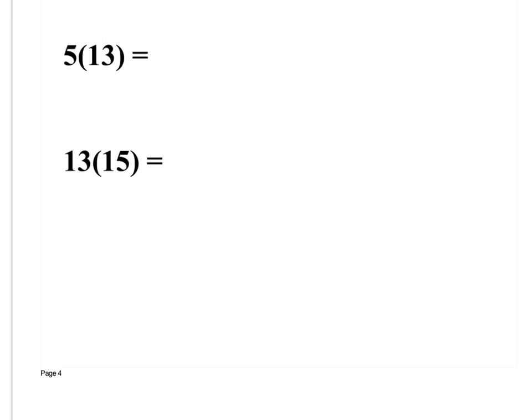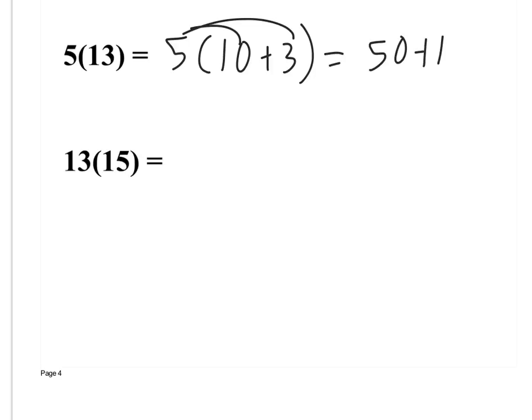5 times 13 is the same thing as this. 5 times 10 plus 3. Which I can use distributive property. I can take 5 times 10 and 5 times 3 and get 50 plus 15, which gives me what? 65. This is what you've been doing all along.